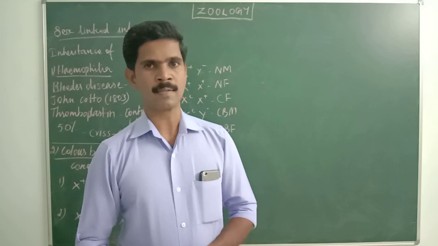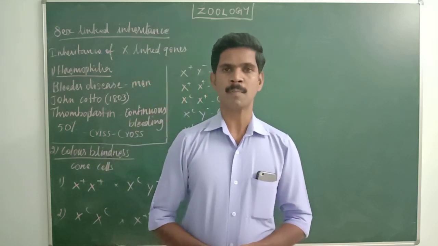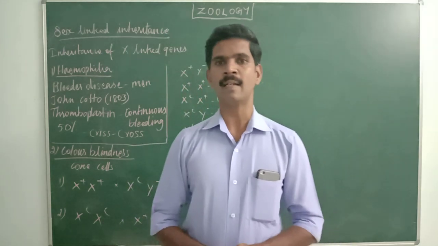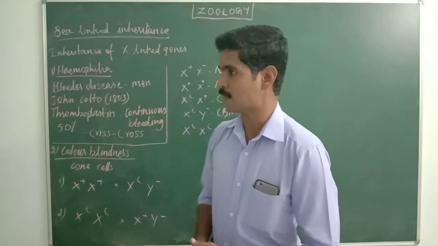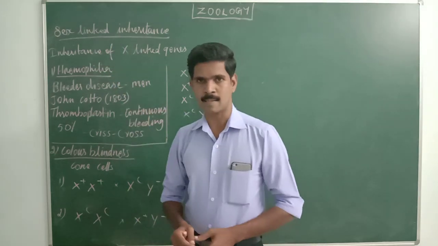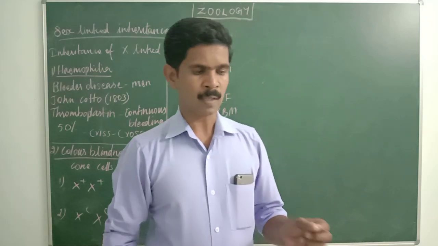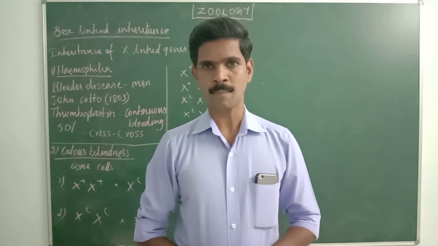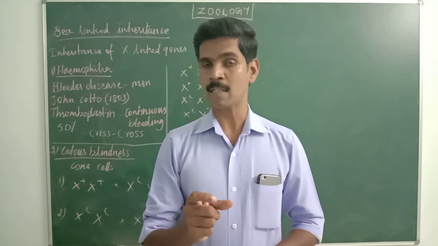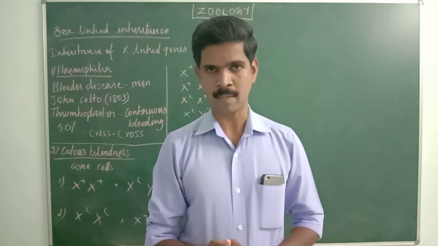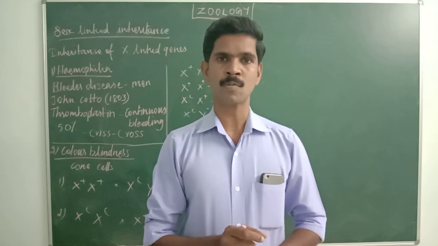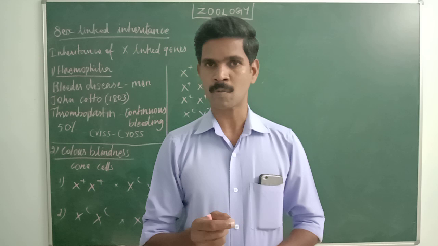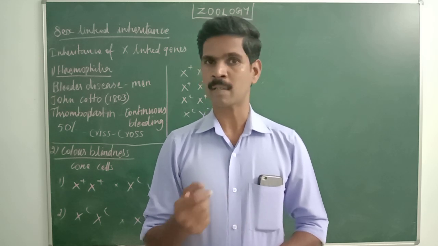So today we are going to study some more topics. Listen very carefully. First we are going to study sex-linked inheritance. In the last class I told you that in the human body all the cells consist of 46 chromosomes, arranged in 23 pairs. The first 22 pairs of chromosomes determine our body characters, and the last pair of chromosomes are called sex chromosomes. These two chromosomes determine our sex.